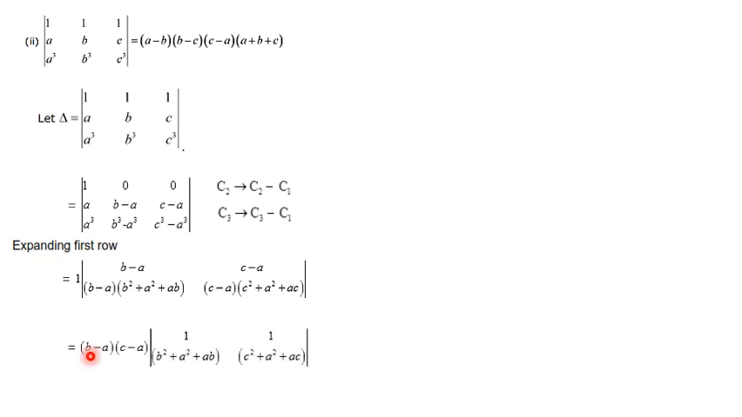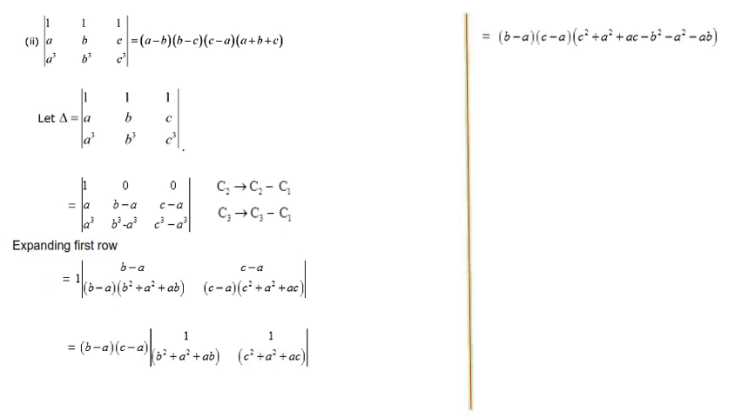Take it out, that is b minus a, c minus a will go out. Balance here 1, then b square plus a square plus ab, then c minus a gone out, that is 1 balance. Here c minus a gone out, c square plus a square plus ac is the balance. Next what we have to do is just expand it, because a 2 by 2 determinant is easy to expand. b minus a, c minus a same. Then 1 into c square plus a square plus ac, that is c square plus a square plus ac only, minus 1 into b square plus a square plus ab.